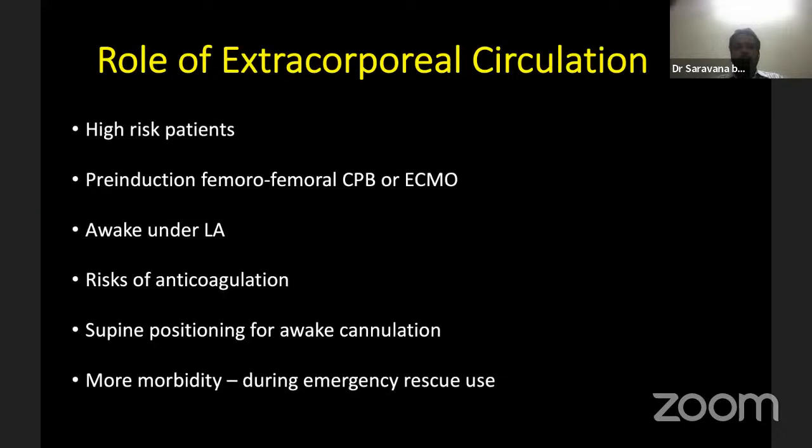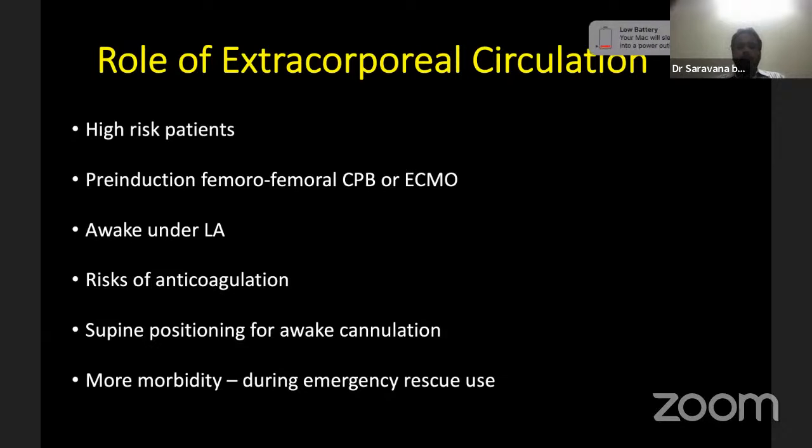It is mostly needed in high-risk patients, and a pre-induction femoral-femoral CPB or an ECMO should be planned. You should not think that after induction, if anything happens, we may put the patient on femoral-femoral CPB or ECMO, because you will not have time, and positioning these patients is a little tough when the patient crashes.